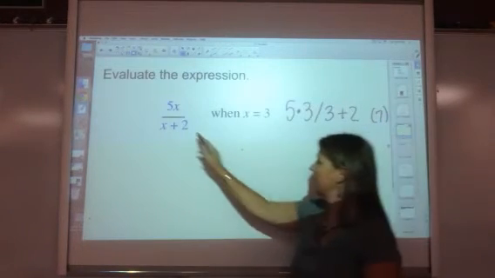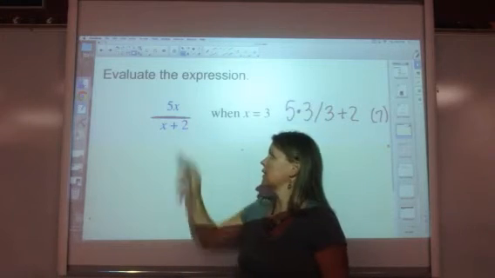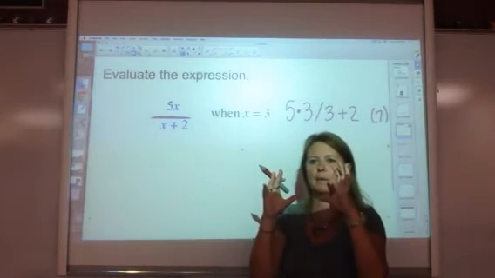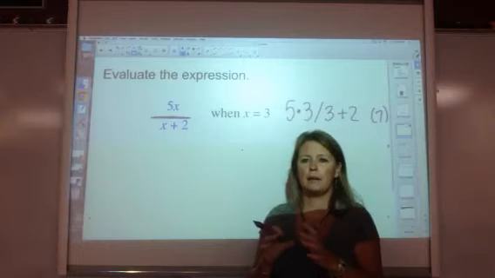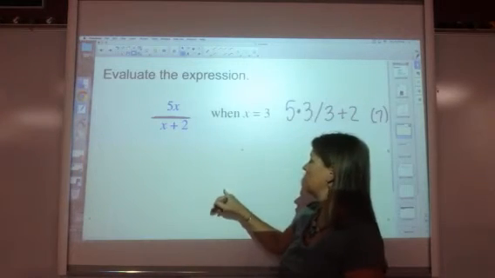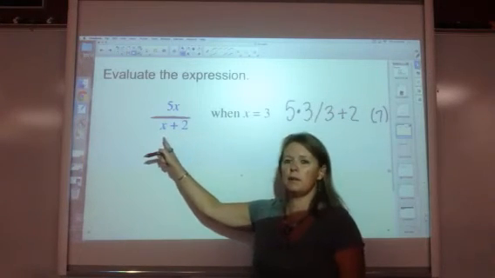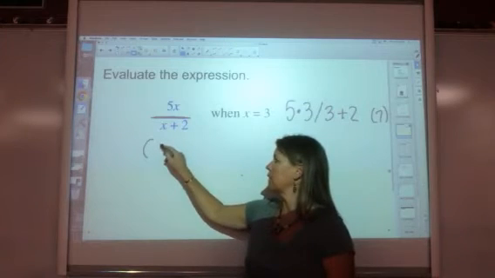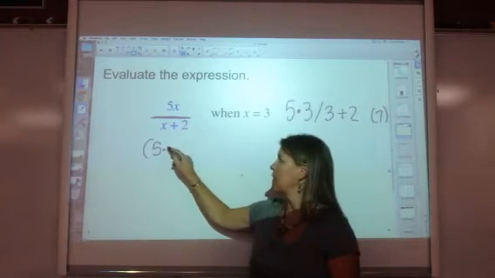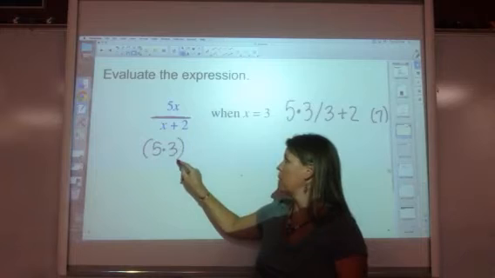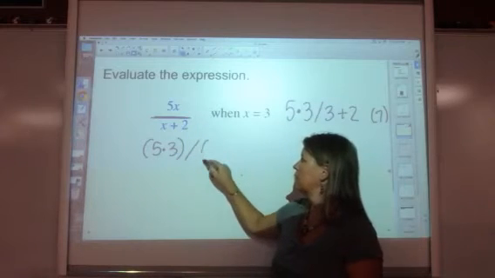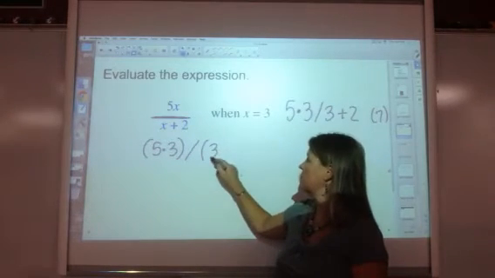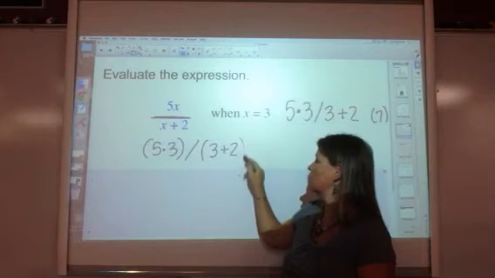But in reality, this is a parenthesis. It is a separator. What's on the top? Numerator. What's on the bottom? Denominator. You need to type that in. I still want this to be a one-step problem. Left parenthesis, 5 times 3, right parenthesis, divided by left parenthesis, 3 plus 2, right parenthesis.